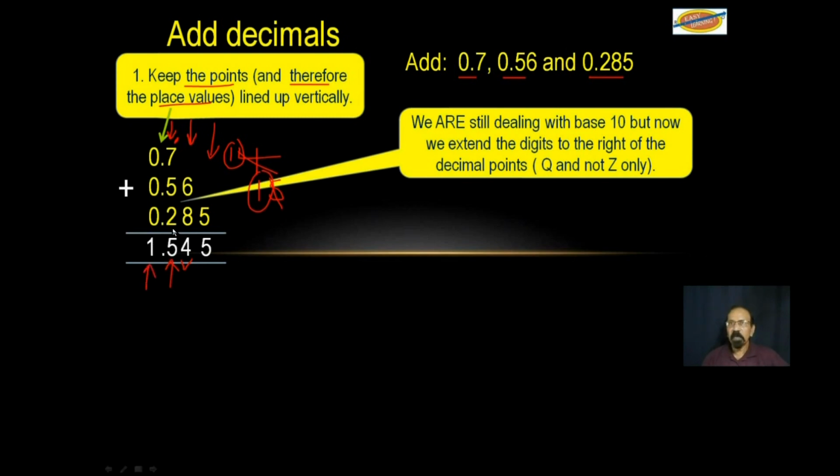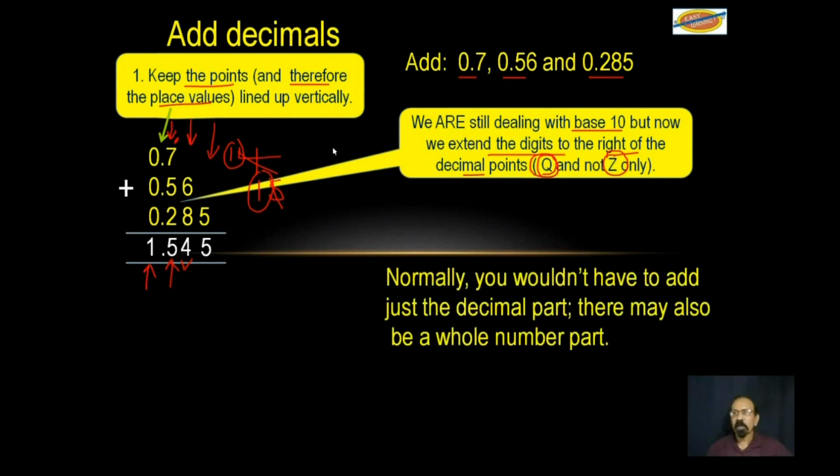So we are still dealing with base 10, but now we extend the digits to the right of the decimal point. So we are dealing with Q, rational numbers, which include fractions, and not only Z, integers, whole numbers. We have extended the format of the numbers that we are using.